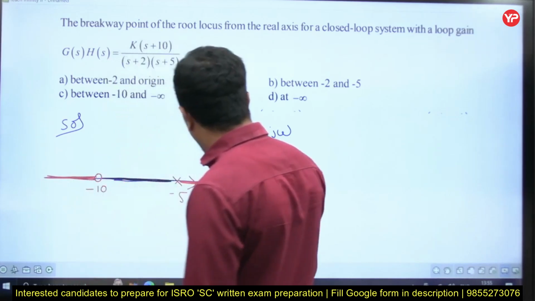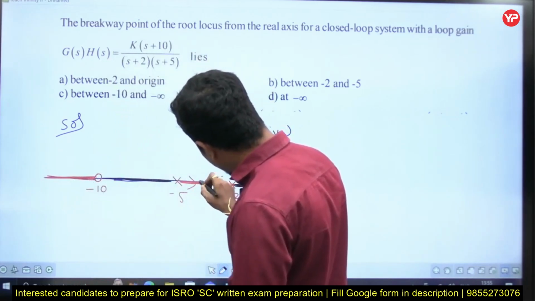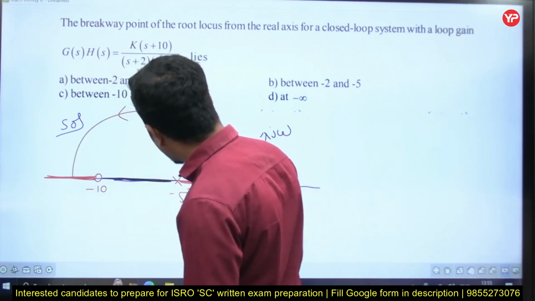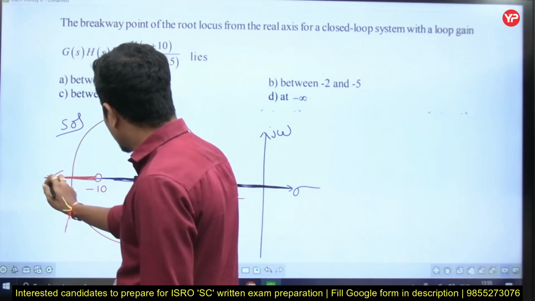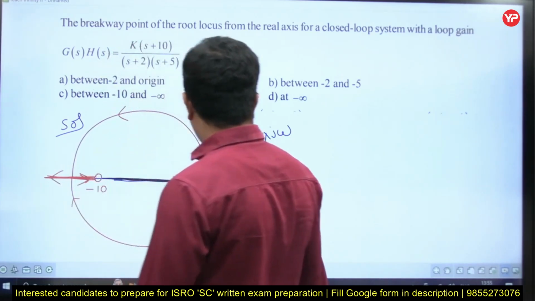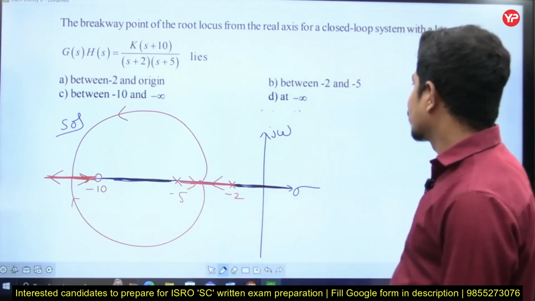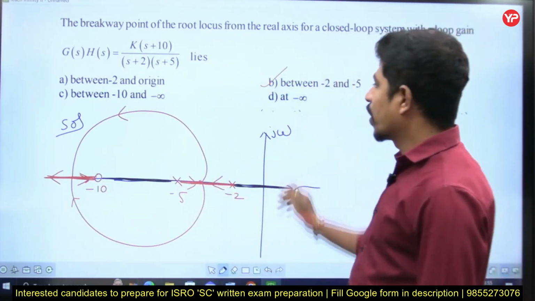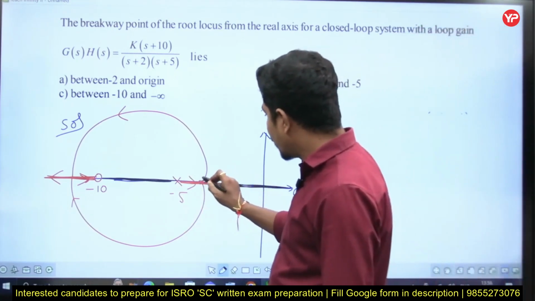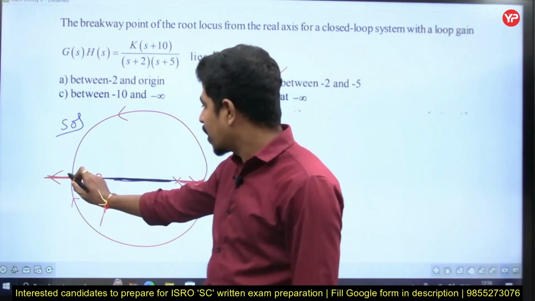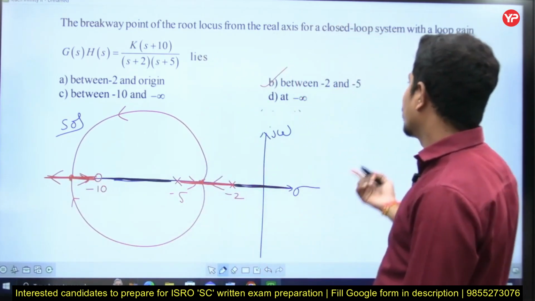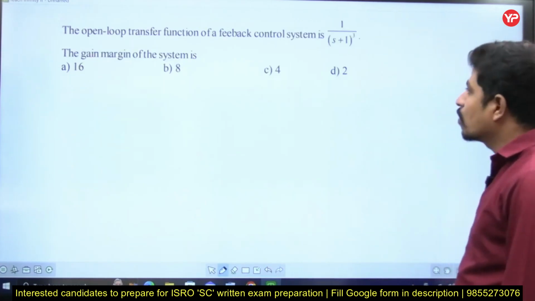So those 2 poles are coming, they meet here, breaking away from here and breaking in here. One pole will come this way, another pole will go that way, and of these 2 poles, one pole will come to the zero. Now between -2 and -5, yes, there is a break point, a breakaway point. Both are coming and breaking away. Here it is a break in, both are coming in, right? That is the answer: between -2 and -5. Let's go to the next question.